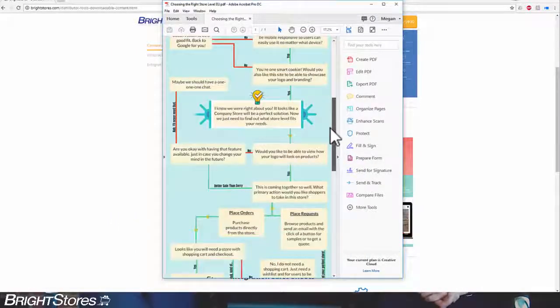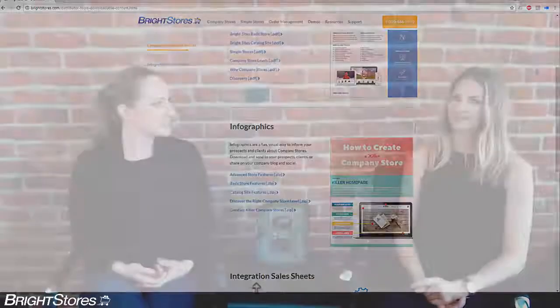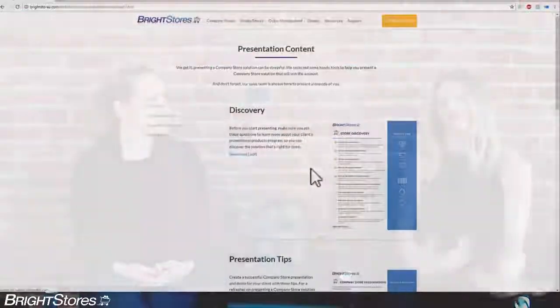Speaking of demo stores, are there any that you recommend distributors use while they're presenting? Yes, there are a few that you can use. And so we have different demo stores based on the level of store you think that they might have. And any of those are really great because they are neutrally branded and then also usually pretty built out as far as the features that come with that level of store.